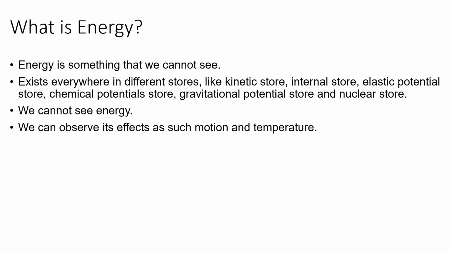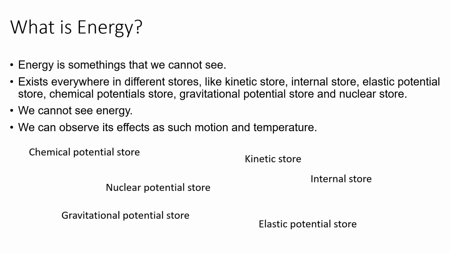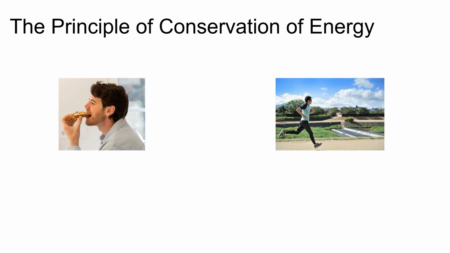It can be stored in different stores like kinetic store, internal store, elastic potential store, chemical potential store, gravitational potential store, and nuclear store. Although we can't directly see energy, we can observe its effects, such as motion or temperature changes. According to the principle of conservation of energy, the total energy in a system remains constant. If energy is transferred from one store to another, the total amount of energy will stay the same.